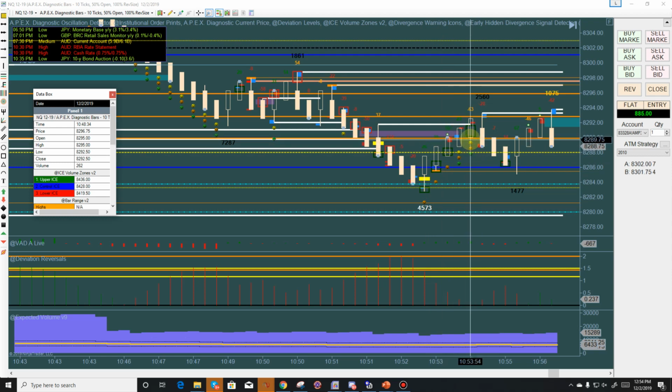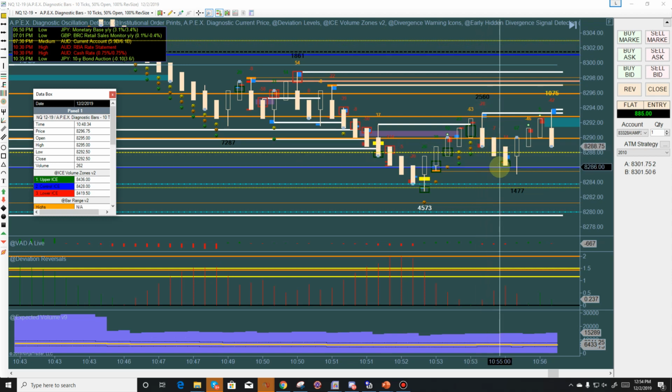Now we have a triple dipper followed by a reversal bar. Bar closes in the opposite direction. We set an entry there with a stop right here, and we grab it for 10 more ticks for another profitable trade.